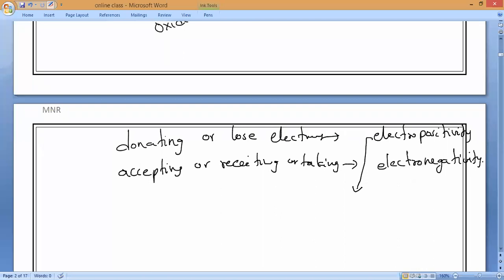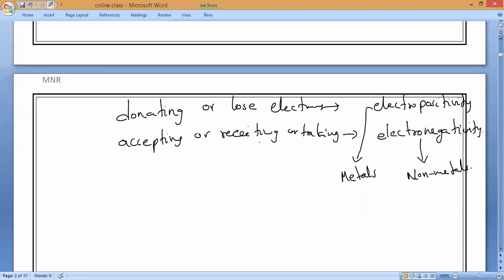Metals. Metals will show the electropositivity, and what will show electronegativity? Non-metals. Clear? That is what you have to understand. So accepting electrons means non-metals will work as an oxidizing agent or a reducing agent? They will work as an oxidizing agent. Do you understand it? So why are they taking the electrons? By taking electrons, they are called oxidizing agents.